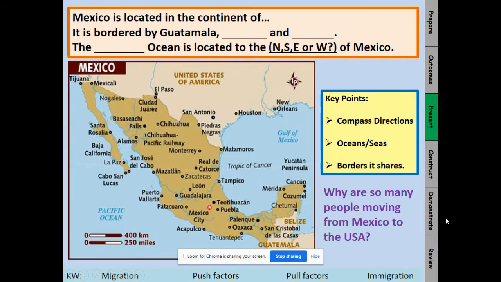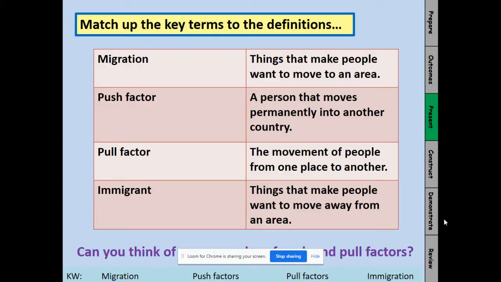Now's a chance to really pause it and think, why Mexico? Why are so many people moving from Mexico to the USA? Just pause it and think before we have a look at some of these reasons. Okay, before we go any further, I want you to try and match up the key terms. In a second, pause it, try and think about which one's which. It's a 25% chance anyway, so please do have a guess before I reveal the answers.